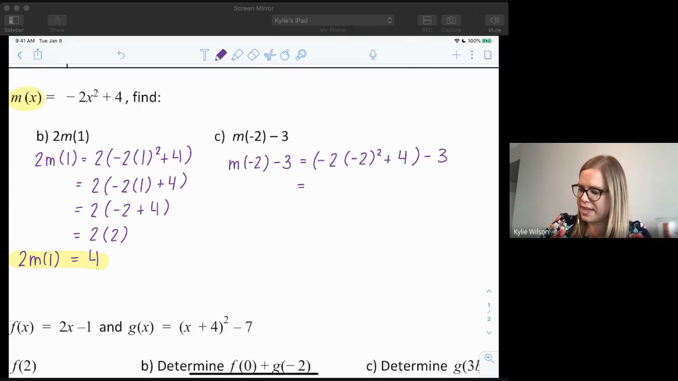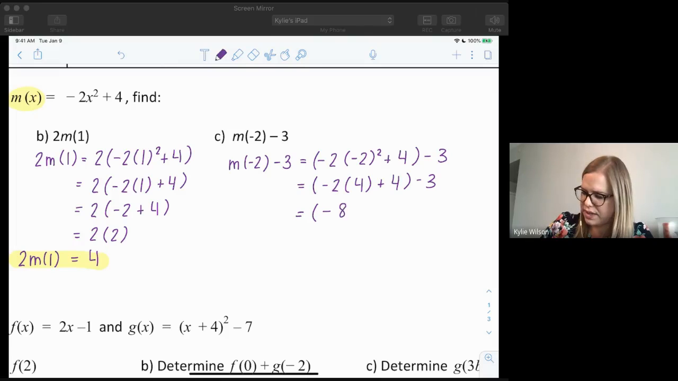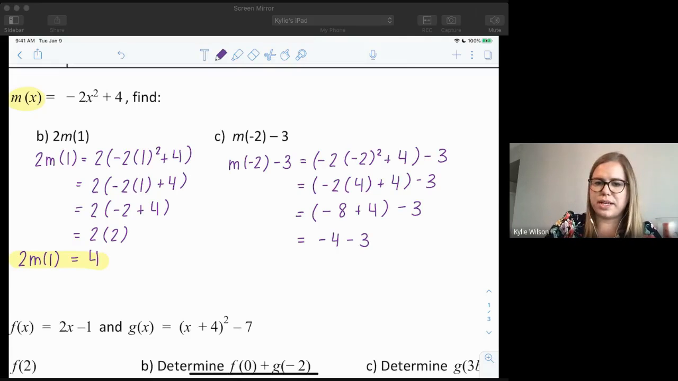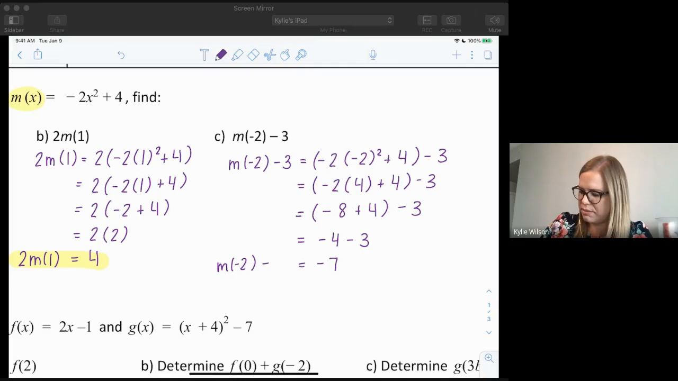So now let's simplify that with BEDMAS. So -2 squared is just going to be 4. And then that will give me -8 plus 4 minus 3. And that will give me -4 minus 3, which will give me -7. So that means m at -2 minus 3 is equal to -7. So the more you start to practice with these, the easier it will get.